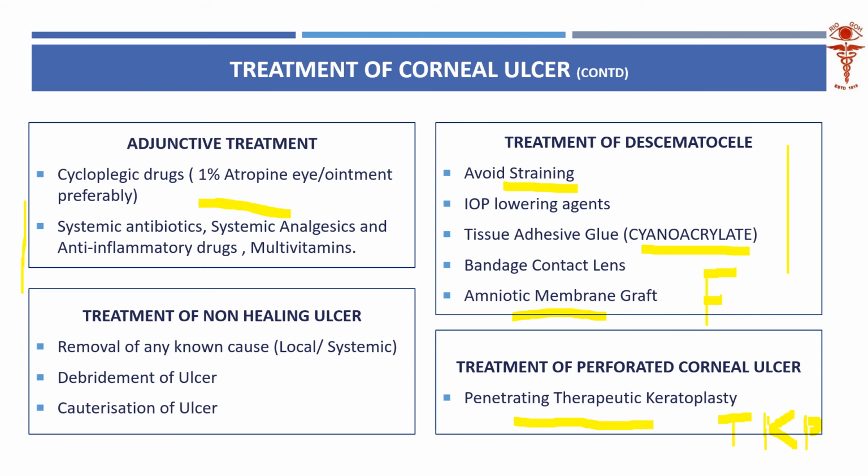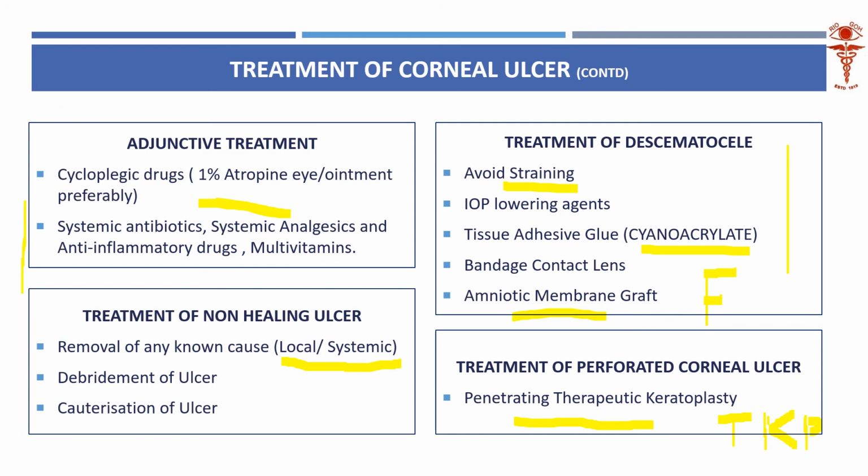If it's a non-healing corneal ulcer, what do you do? You will try to re-establish the original factors which we discussed in the first slide. Is there any lid margin disease? Is there a tear film disease? Is there uncontrolled diabetes? Are there any factors causing more corneal damage? That factor should be treated.